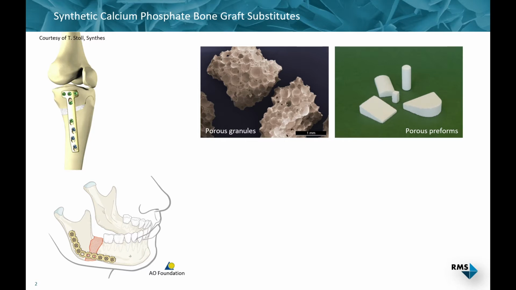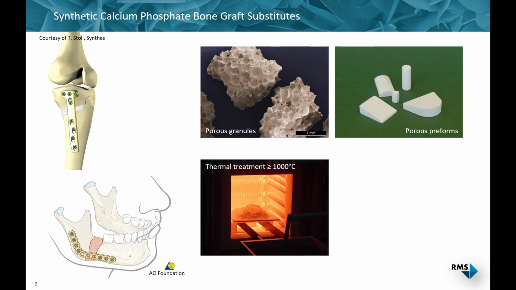And most of these products have been subjected to high temperature, typically above 1000 degrees Celsius, at some point during their production process. This step is typically used for consolidation, so sinter effects should improve the mechanical stability of the products, and also to induce phase transformations to obtain beta-TCP or hydroxyapatite or a mixture of the two, and sometimes also for combustion of organic pore fillers.